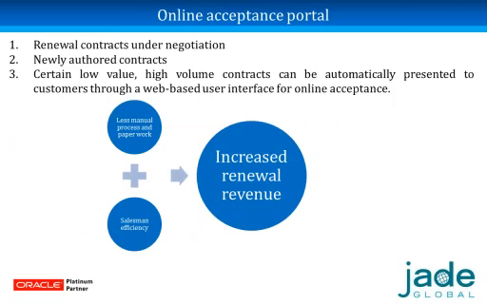So the next feature is the online acceptance portal. Essentially this online acceptance portal is used for renewal contracts that are under negotiation, and the newly authored contract can also be viewed in the online acceptance portal. There are certain organizations where the number of contracts is very high, the contract value is very low but the volume is very high. In such cases, customers can take advantage of automating the process using this online acceptance portal.